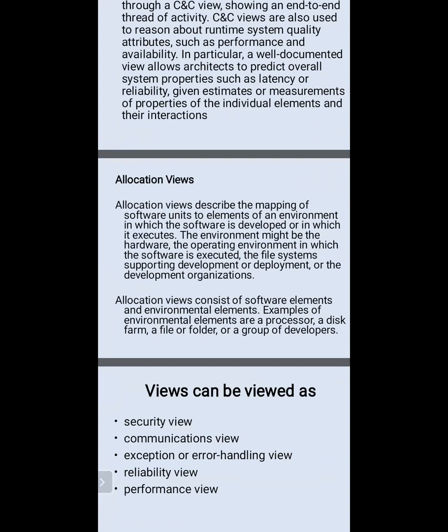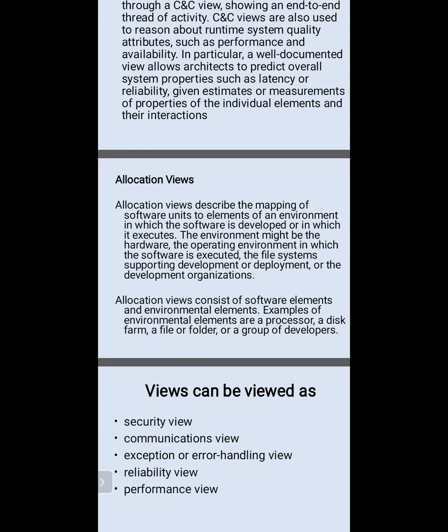The environment might be the hardware, the operating environment in which the software is executed, the file system supporting development or deployment, or the development organization. Allocation views consist of software elements and environmental elements. Examples of environmental elements are processor, disk, farm, file, folder, group of developers. So that means allocation means here we are allocating something.